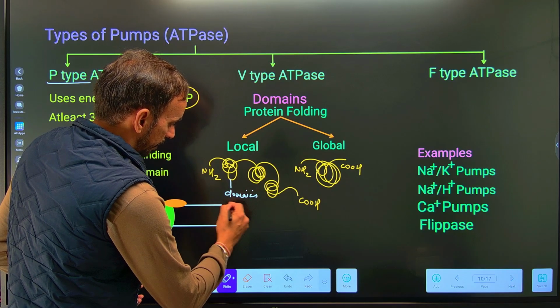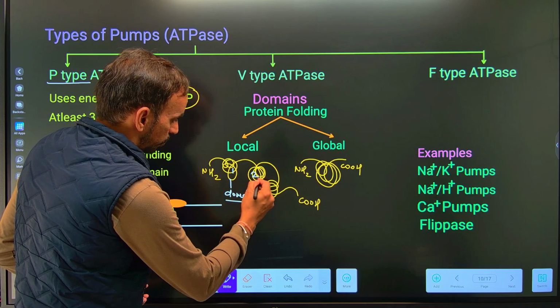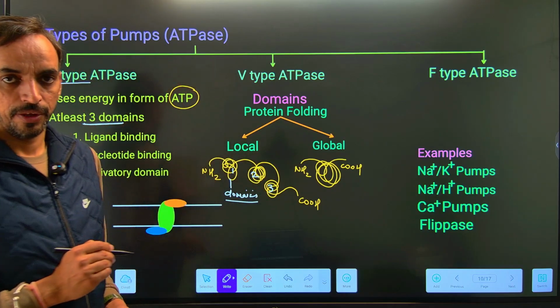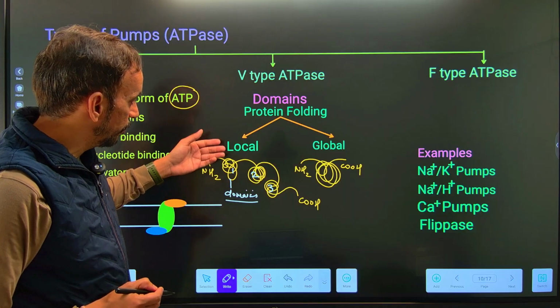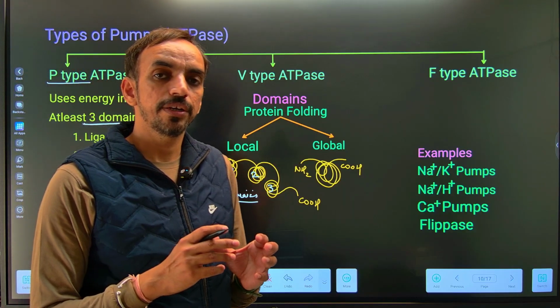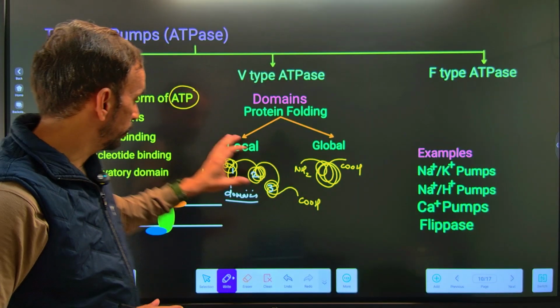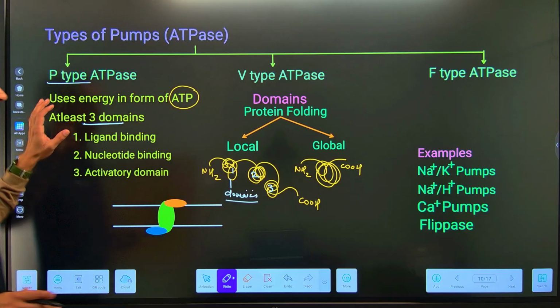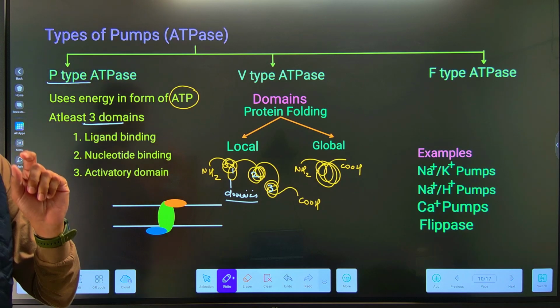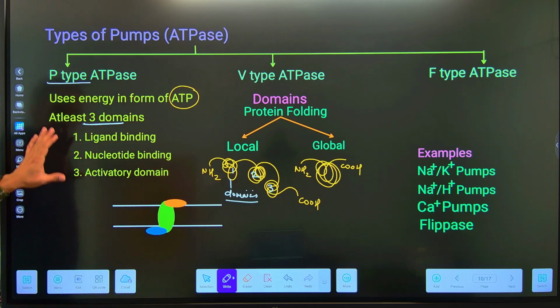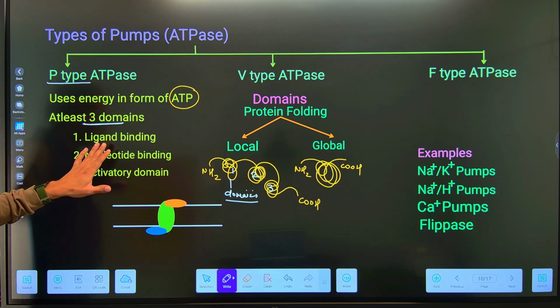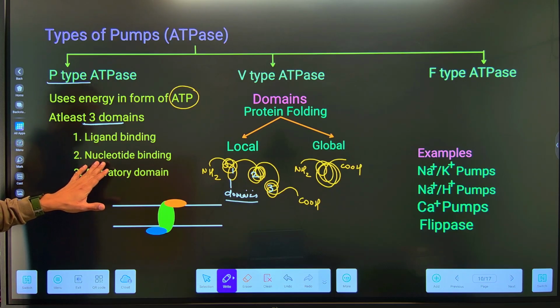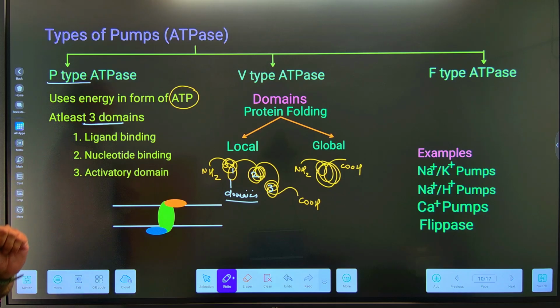These are domains like domain 1, domain 2 and domain 3. So the domains are due to the local folding of protein. So the local folding of protein creates domains, and the P-type pumps have at least 3 domains. Okay. Now what are these domains? These are ligand binding domain, nucleotide binding domain and activatory domain.